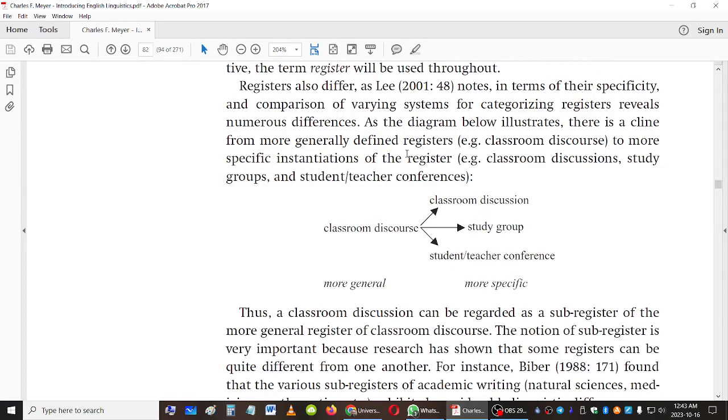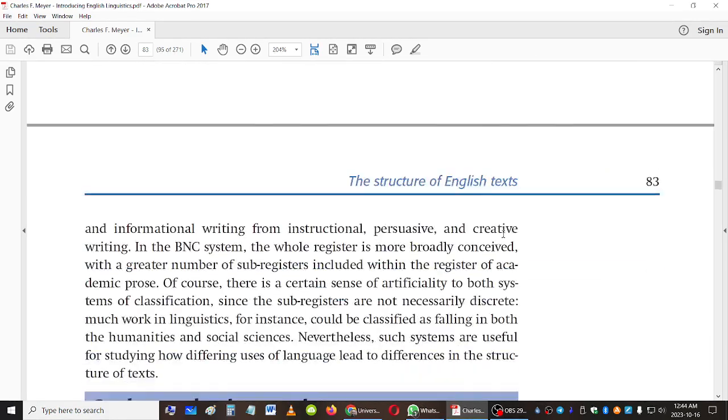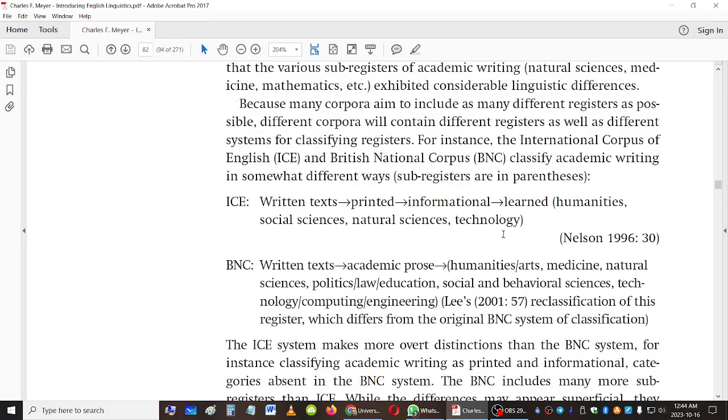Of course, all of these will go into discourse analysis. If you analyze, for example, a classroom discourse, you have the classroom discussion, you have a study group, you'll have a teacher student conference. All of these are more specific. They are subgenres of this genre. Here they give examples also from the British National Corpus, called BNC, and the International Corpus of English, which is called ICE. I know we are tempted to call it ICE, but don't put it on ice.